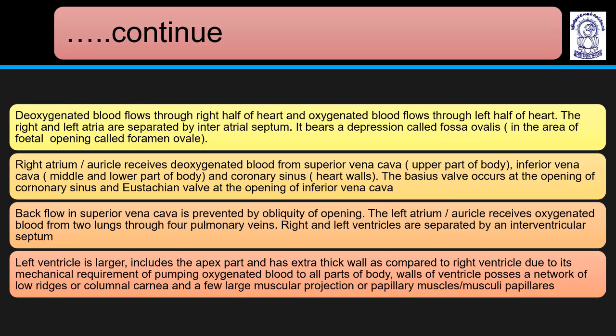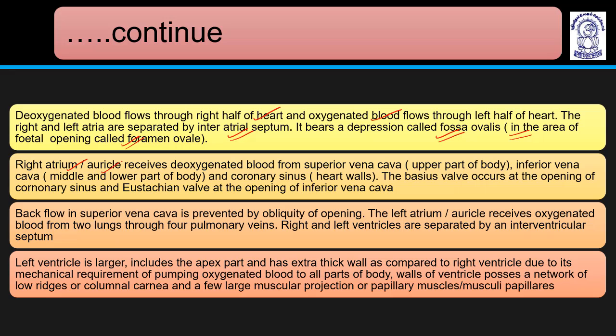Deoxygenated blood flows through the right half of the heart, and oxygenated blood through the left half. The right and left atria are separated by the interatrial septum. It bears a depression called fossa ovalis in the area of the fetal opening called foramen ovale. The foramen ovale is an opening in fetal life which gets obliterated, closed, to form the fossa ovalis.